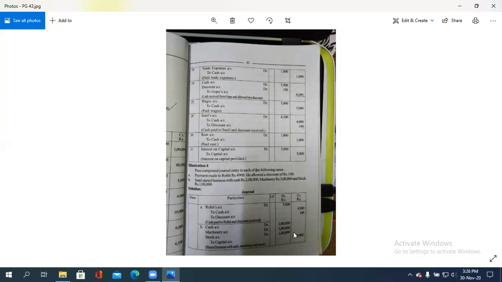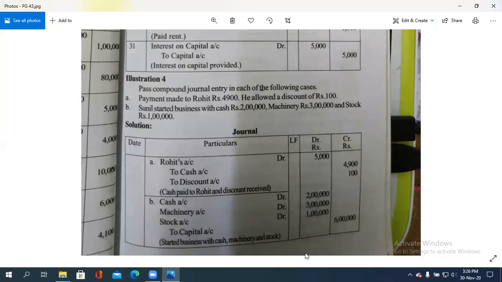And also one more thing, we will look into this also. Pass compound journal entry in each of the following cases. Payment made to Rohit 4,900 and he allowed a discount of 100. So how is it to be? Payment is made to Rohit. So Rohit is getting an amount of how much? 4,900, and he allowed a discount of 100. So actually the amount should be 5,000, but he agreed to get it at 4,900. So Rohit debit to cash 4,900, to discount received 100.